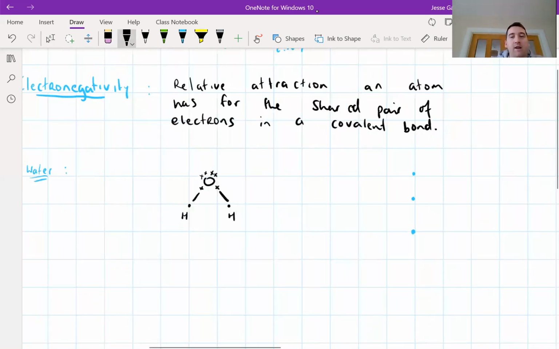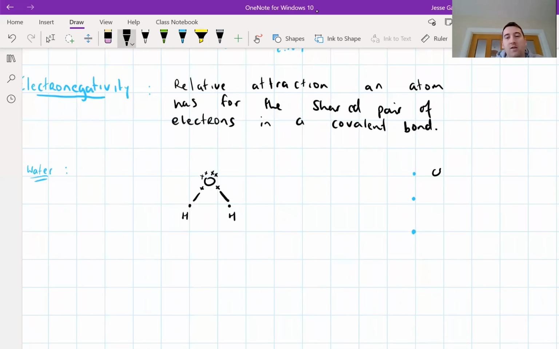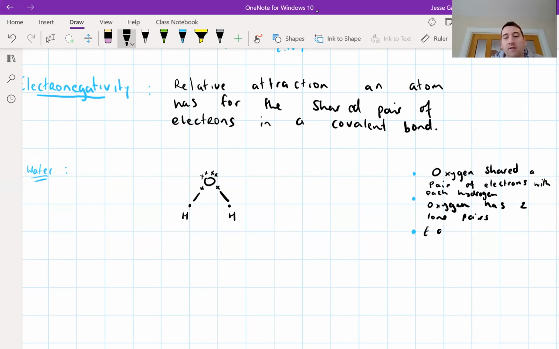Okay, so how would you explain it? Oxygen shares a pair of electrons with each hydrogen. Oxygen has 2 lone pairs, and each atom at the end, why do they do it? Each atom has a stable electron configuration.